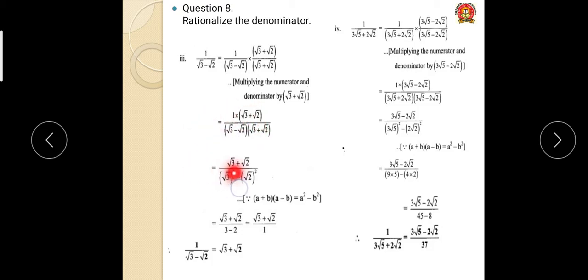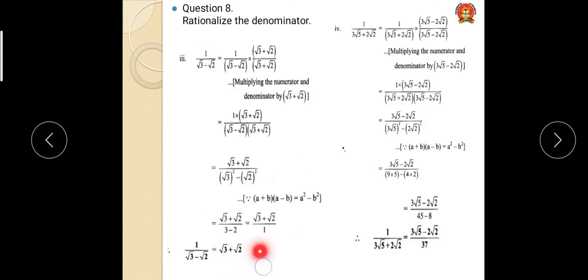After multiplication, what is (a plus b)(a minus b)? It is a square minus b square. So here a is root 3, square minus root 2 square, so 3 minus 2 will become the denominator. This identity I am going to use here. After using this identity, you will get the answer root 3 plus root 2, and therefore 1 upon root 3 minus root 2 is equal to root 3 plus root 2.